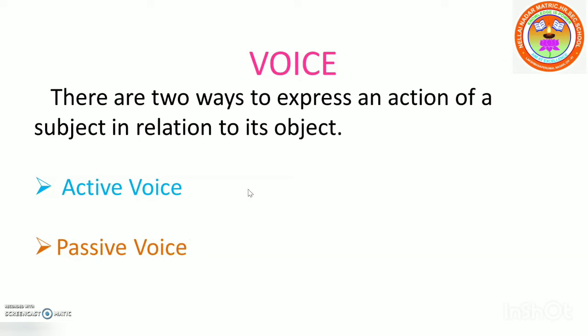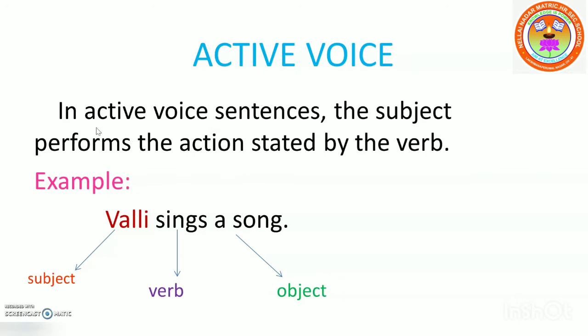Next, we will see what is an active voice. In active voice sentences, the subject performs the action stated by the verb, which means in active voice sentences, we give importance to the subject, the doer of the action. Doer of the action means one who does the action in a sentence.